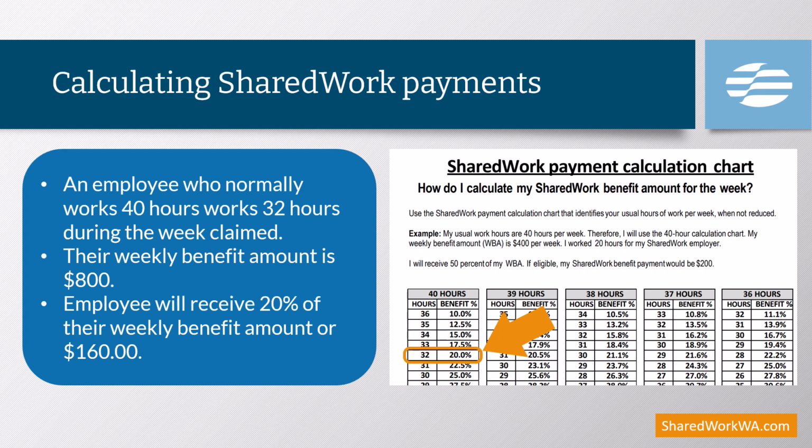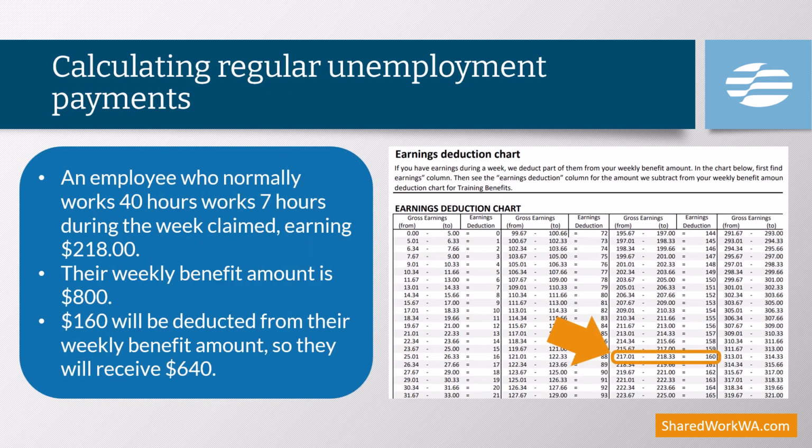Shown on screen is a portion of the shared work payment calculation chart. Under the column 40 hours, the row for 32 hours is outlined in orange with an orange arrow pointing to it. When an employee's hours are under or over their shared work hours range, or they were not available for all scheduled hours, we use the earnings deduction chart, which is shown on the screen. You will find the link to the full earnings deduction chart in your welcome email.